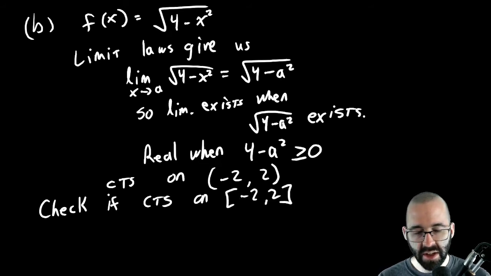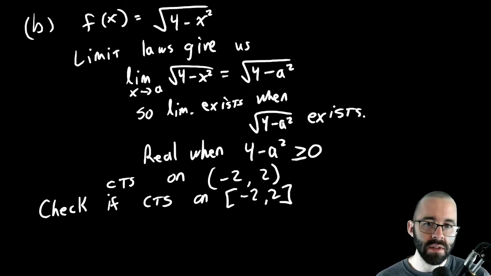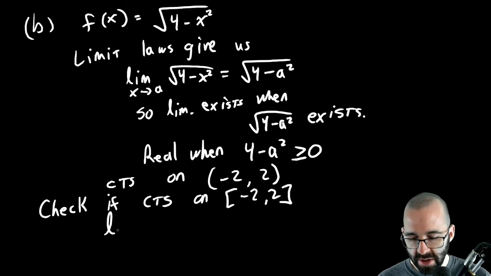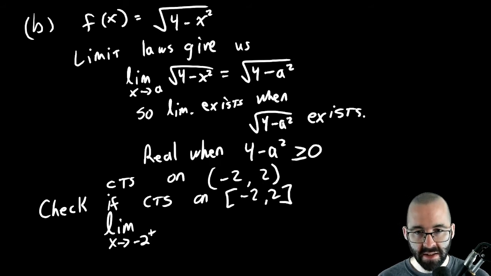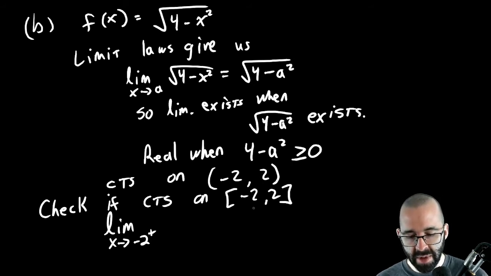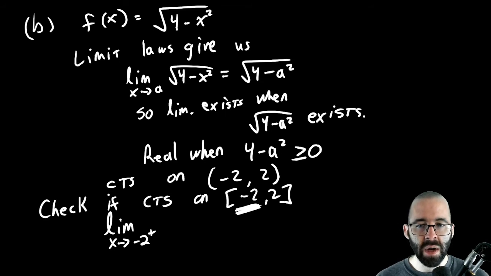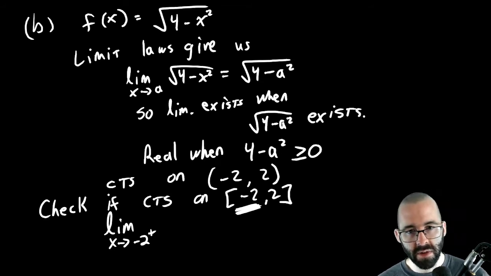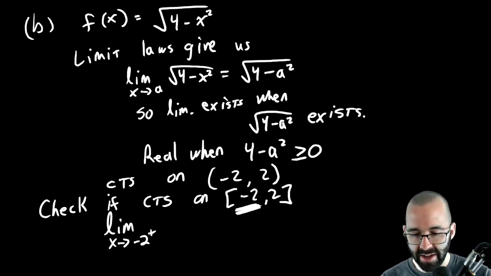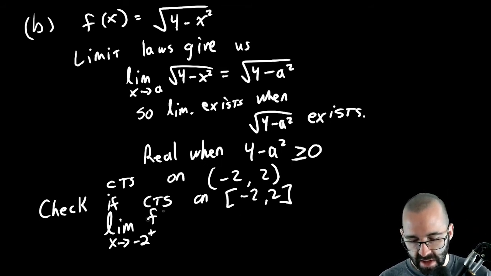Check if it's continuous on the closed interval. We know it's continuous on the open interval from limit laws. So to see whether it's continuous on the closed interval, we have to look at the limit as x approaches the left endpoint from the right. And again, you always remember it because if we're approaching this one, we have to approach this from the interval. So to the right is when we're still in that interval of this function. And again, limit laws give you this as well.